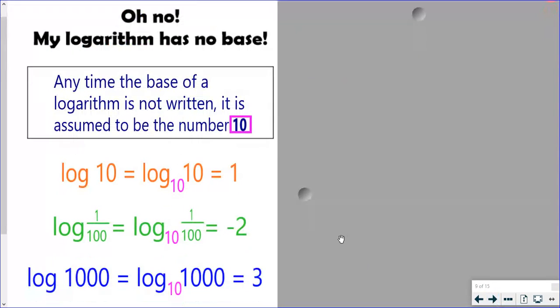Really quick, the last thing that I want to do with you guys is talk about what happens if your log is written without a base. If you see a logarithm and it does not have a base written there, it is assumed that that base number is 10. So you see here it just says log 10. Well, that means log base 10 of 10. Or if this one says log of 1/100th, that's log base 10 of 1/100th. Same with log 1000 is log base 10 of 1000.